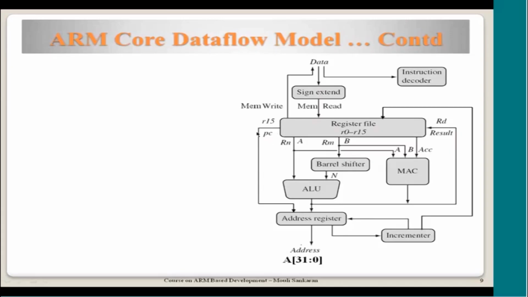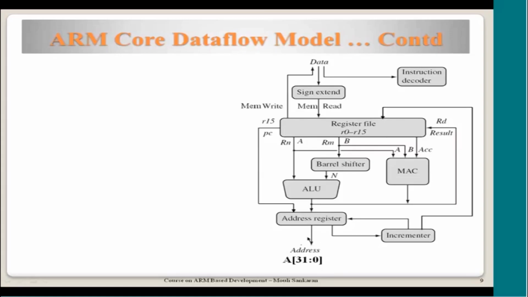Now our key register is PC here, the program counter, which is also part of this register file. So whenever the processor wants to access the next instruction, it has to send the content of R15, or PC, into an address register, which is interfaced to the address bus of the memory. So the address goes out.